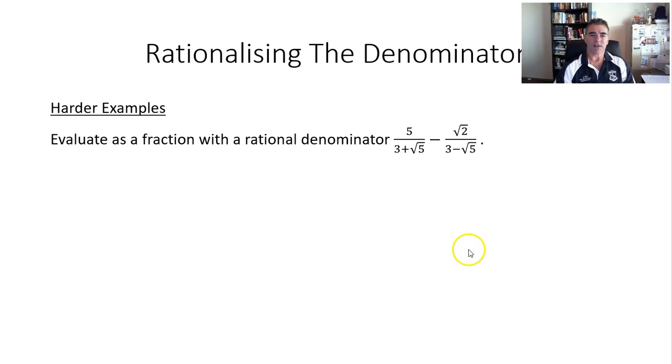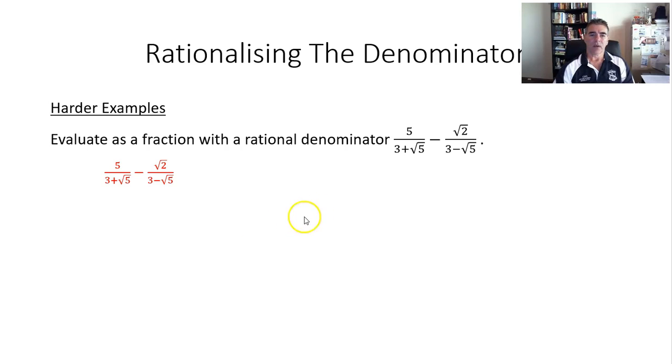Let's have a look at one last example. Evaluate as a fraction with a rational denominator. This time we're subtracting two fractions. When are you allowed to add or subtract fractions? Well, when the denominators are the same. So we need to make these denominators the same.